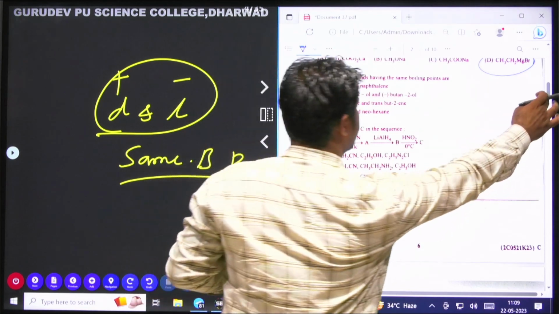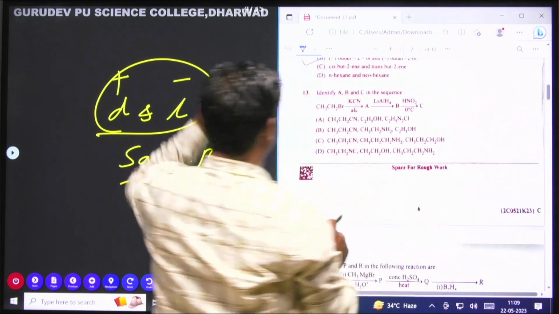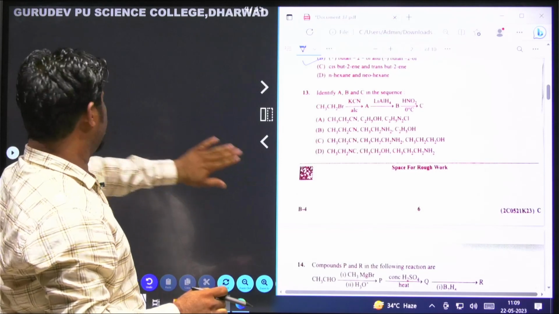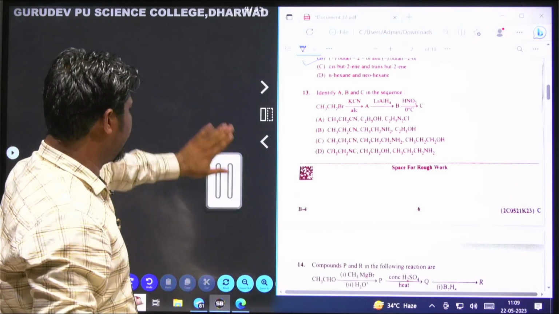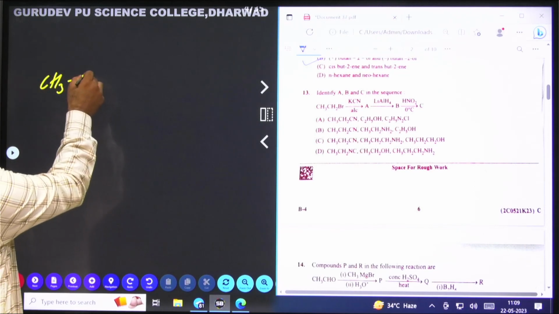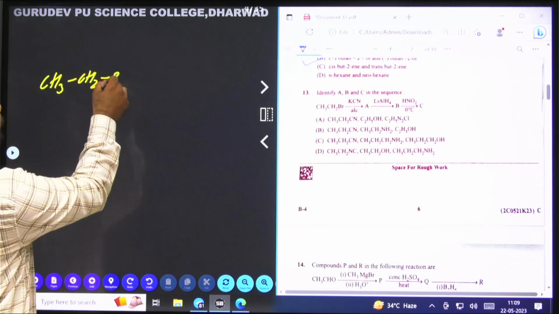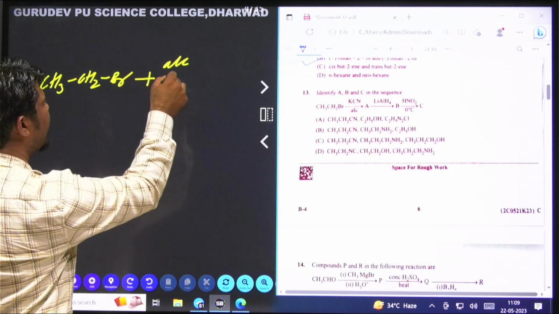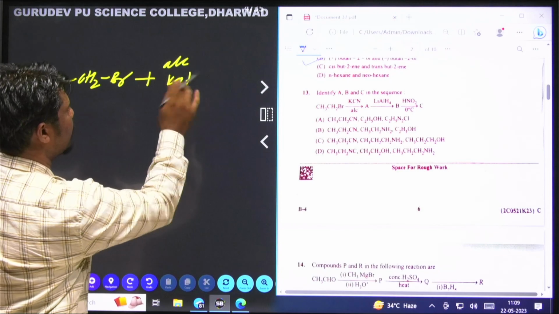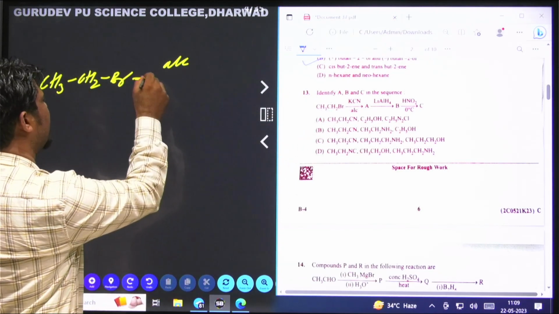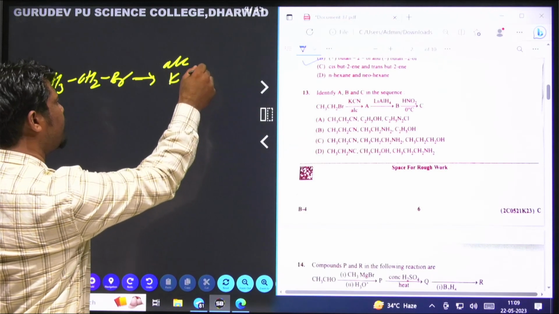Well, next, question number 13. Identify A, B and C in this sequence. So it is a sequence question, and you should identify A, B, C. The first one is CH3CH2Br, bromoethane, combined with alcoholic KCN. Sorry, not alcoholic KOH, it is alcoholic KCN, potassium cyanide.